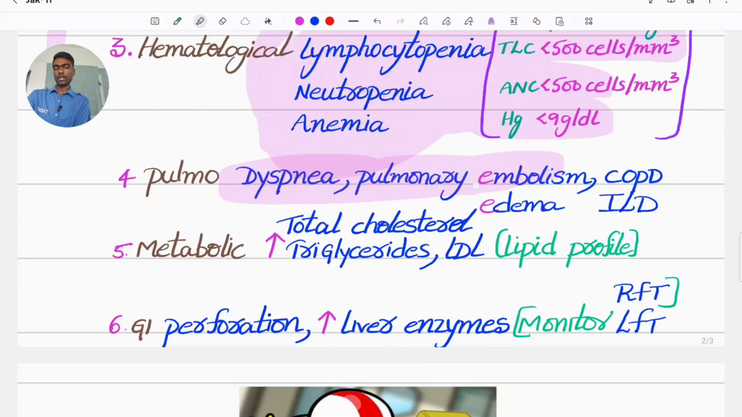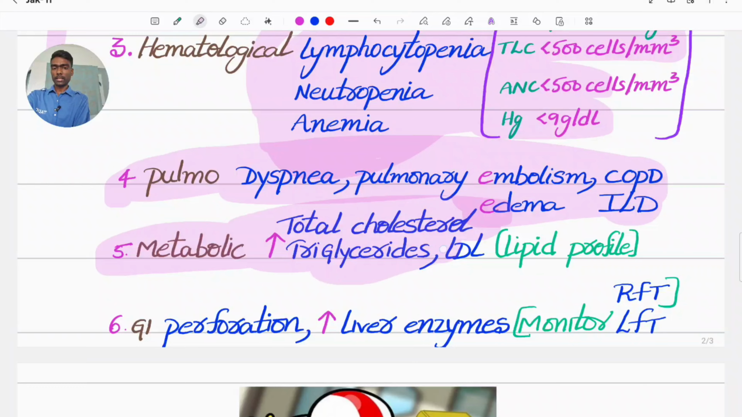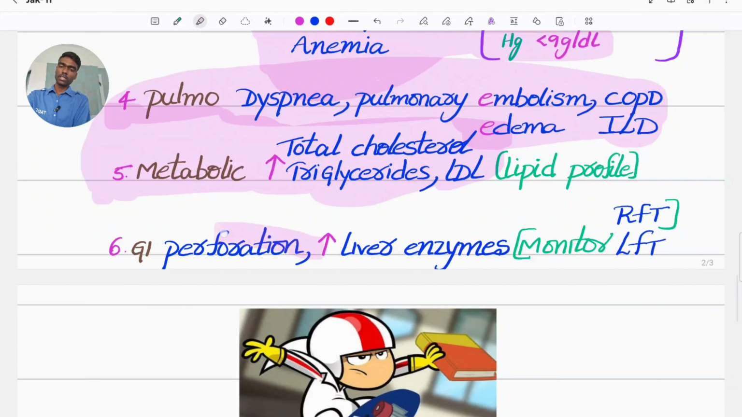Dyspnea because of pulmonary embolism, edema, COPD, interstitial lung disease, it will affect the lungs also. Metabolic derangement like increased total cholesterol, triglycerides and LDL. So we have to test for lipid profile and monitor also. GI adverse effects: perforation, liver enzyme derangements. So we have to monitor LFT.